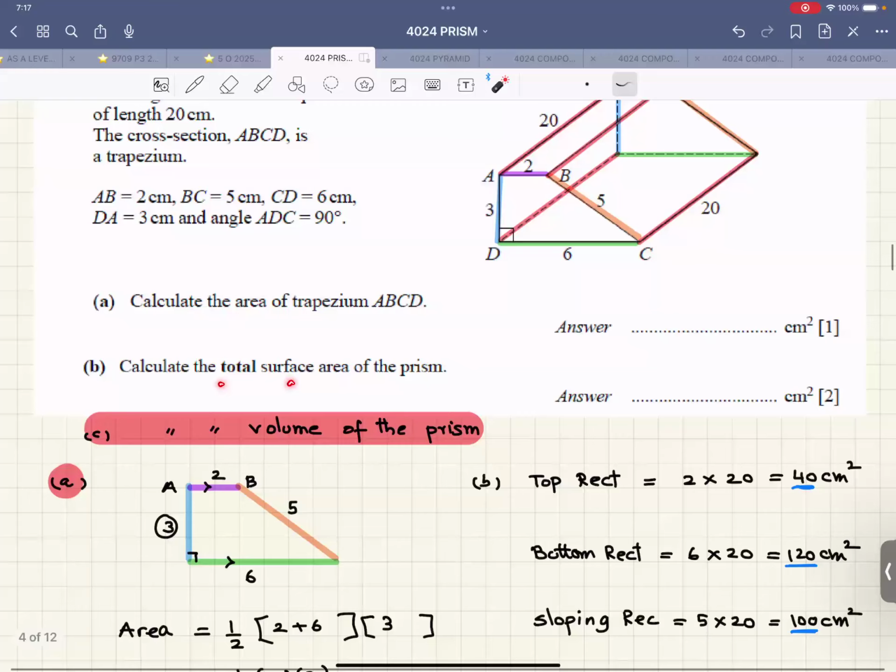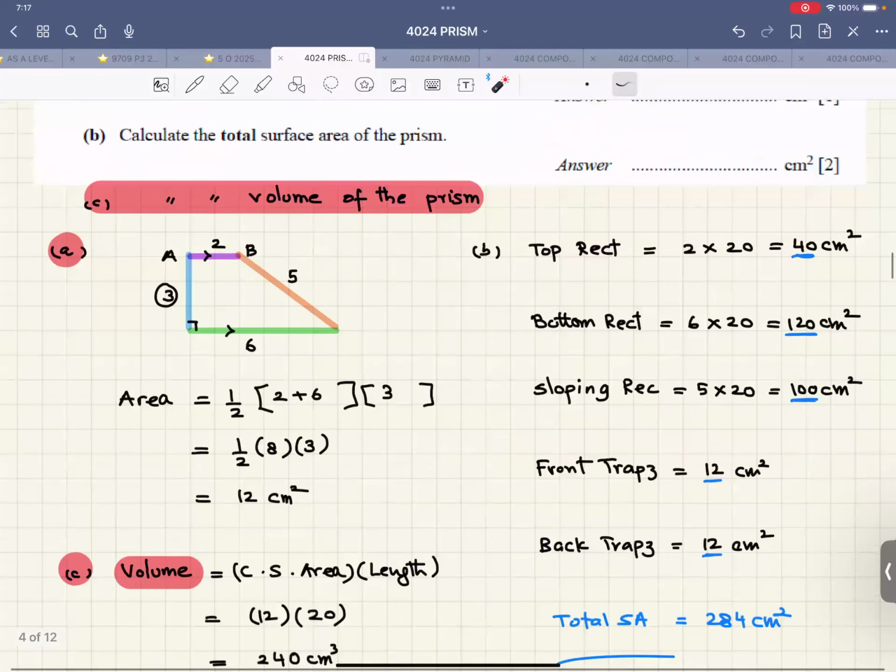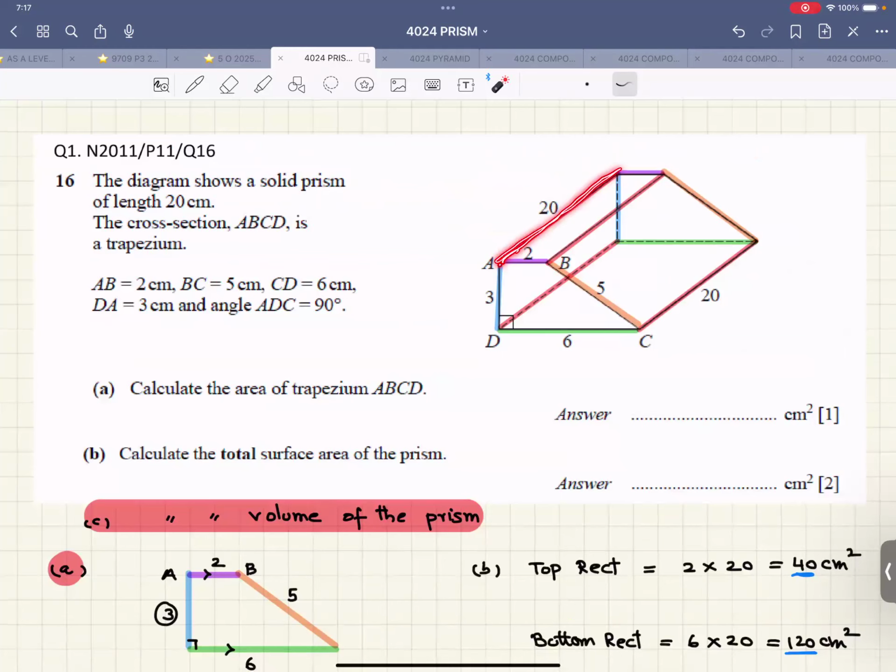And then part B, the total surface area of the prism. The front is a trapezium, the back is a trapezium. So the front trapezium is 12 right over here, and the back trapezium is 12 right over here. What about this wall? This is 20, it's a rectangle, multiplied by 3.